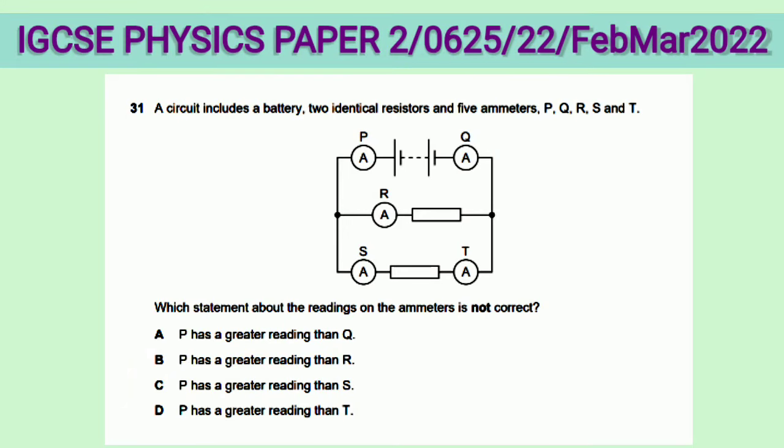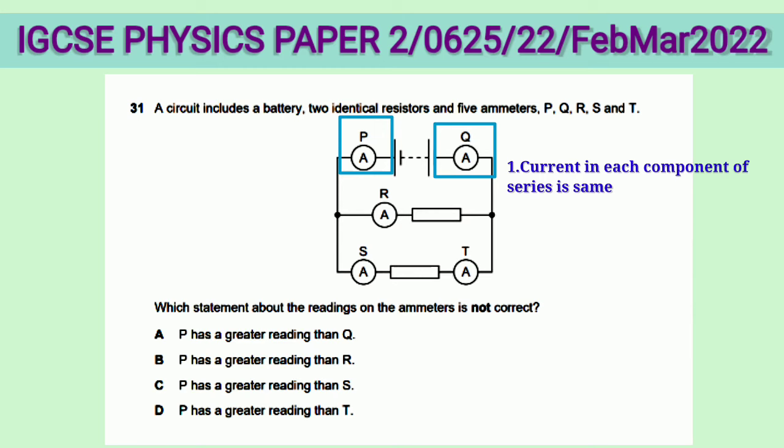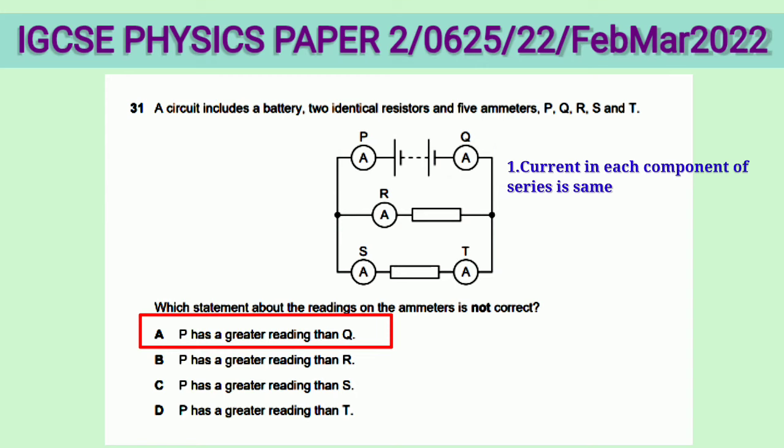Next question, question 31. A circuit includes a battery, two identical resistors and 5 ammeters P, Q, R, S and T. Which statement about the readings on the ammeters is not correct? About current in the circuit, we have to remember 2 points. First point is current in each component of series is same. Since P and Q are in series, both will have same current and same reading. So statement A, which says P has greater reading than Q, is incorrect. It's an incorrect statement but the correct answer of this question, because we have to select a statement which is not correct.